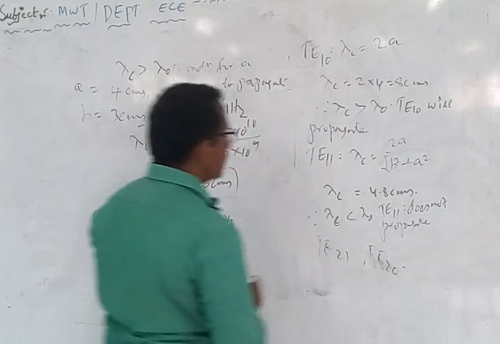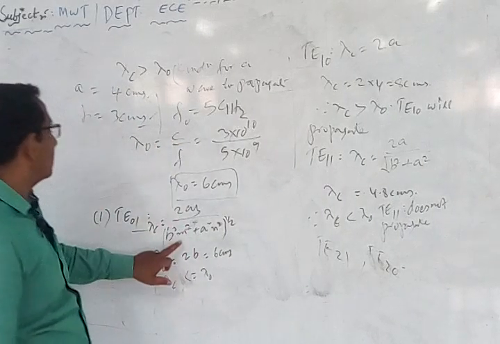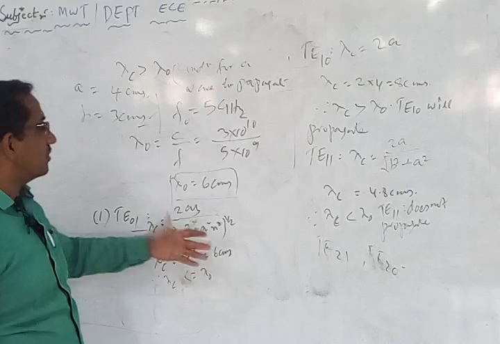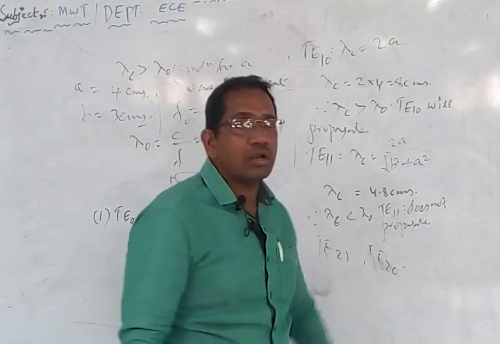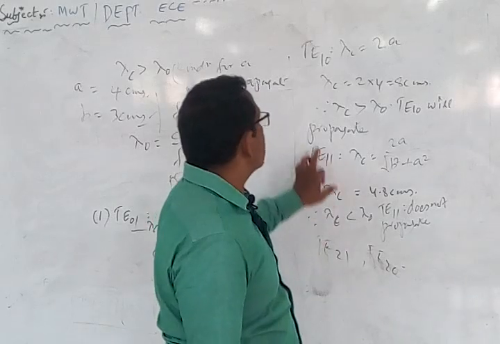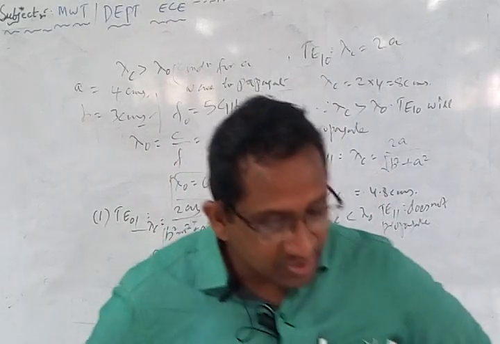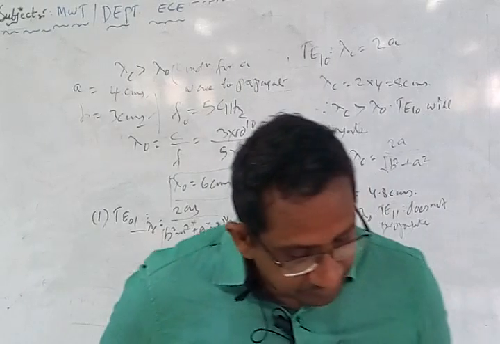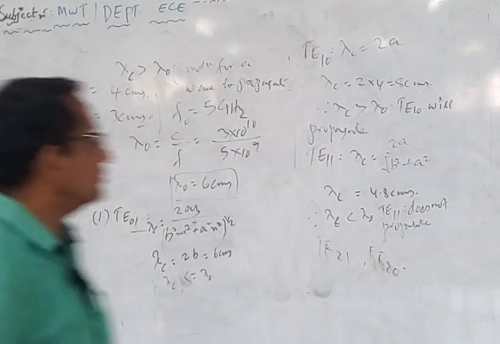TE20. What about TE20? M is equal to 2. As M is equal to 2, it's going to be 4. Now definitely it is also going to be less than what we'll be getting. That means all higher order modes are not going to exist. Only TE10 mode is going to exist in the waveguide. So the conclusion is that in this problem, TE10 mode is going to propagate through the waveguide.